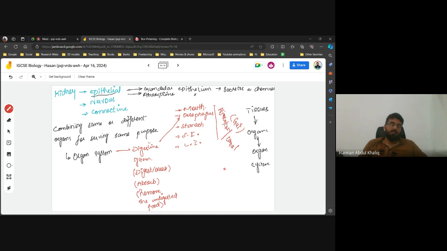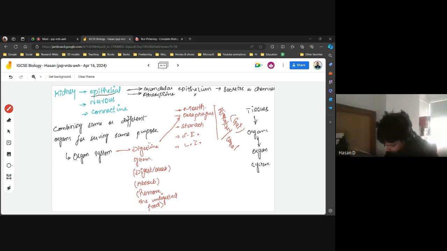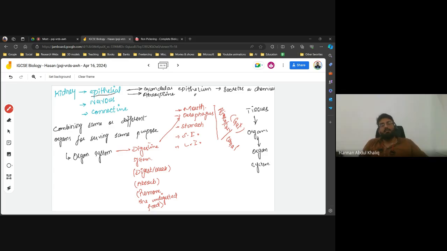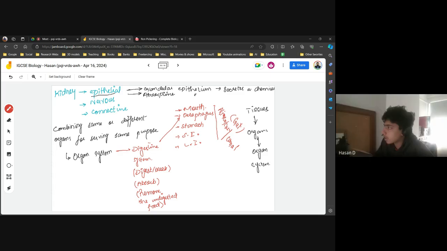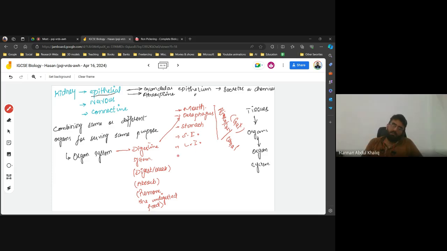But there are other organs that are also involved in the digestive phenomena. Can you name those organs? There are two or three other organs that are also involved in the digestive system. Can you name them? Liver, pancreas. Well done. Liver plus gallbladder, two, and the third is the pancreas.